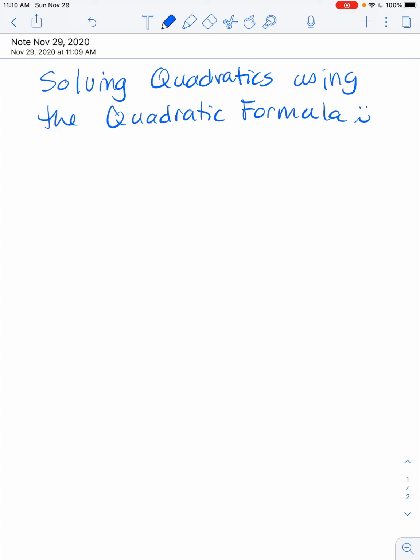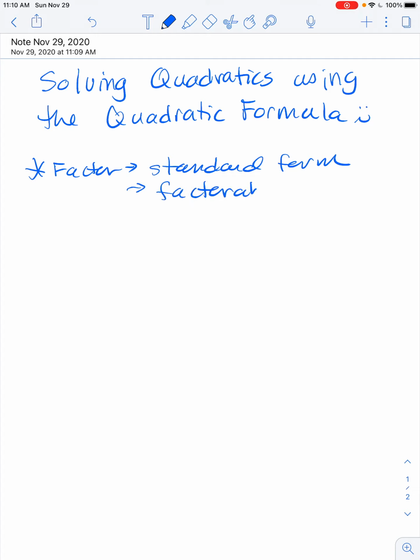We've already learned when and how to do factoring, when it's in standard form and factorable, obviously. Then we did solving using square roots. That's going to be if it's in vertex form, or if your standard form has a b value equal to 0, so there's no plain x. Then you can use square roots to solve.